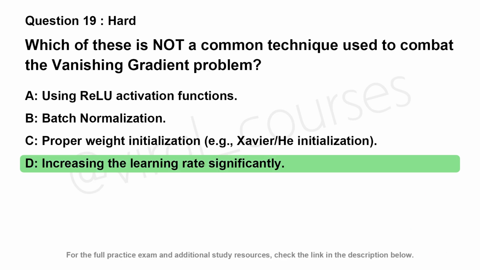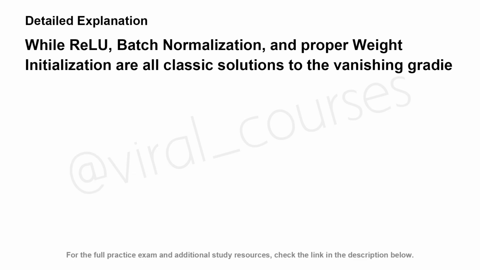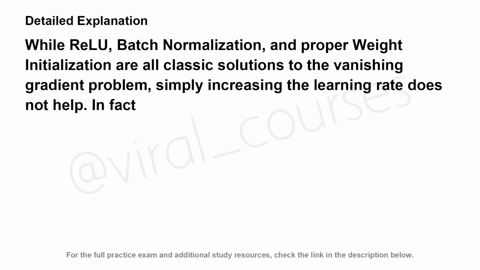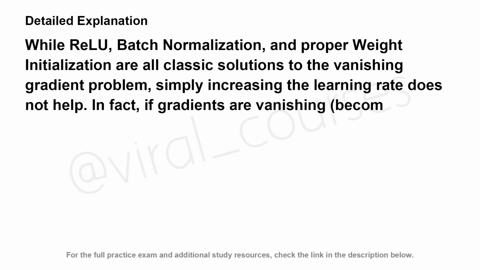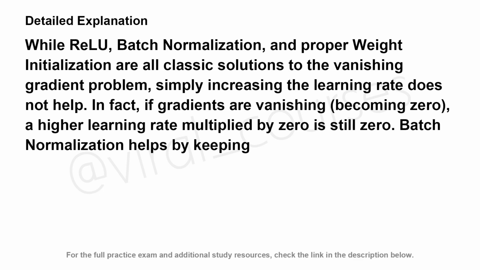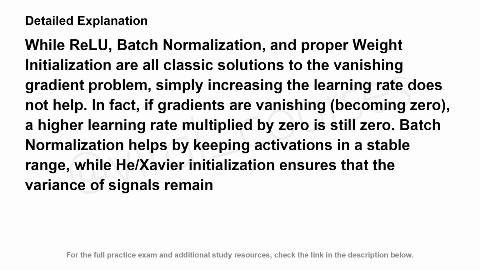The correct answer is D. While ReLU, batch normalization, and proper weight initialization are all classic solutions to the vanishing gradient problem, simply increasing the learning rate does not help. In fact, if gradients are vanishing, becoming zero, a higher learning rate multiplied by zero is still zero. Batch normalization helps by keeping activations in a stable range, while Xavier initialization ensures that the variance of signals remains consistent across layers.